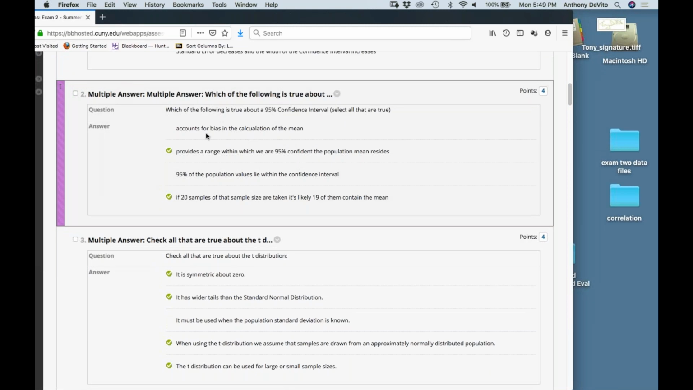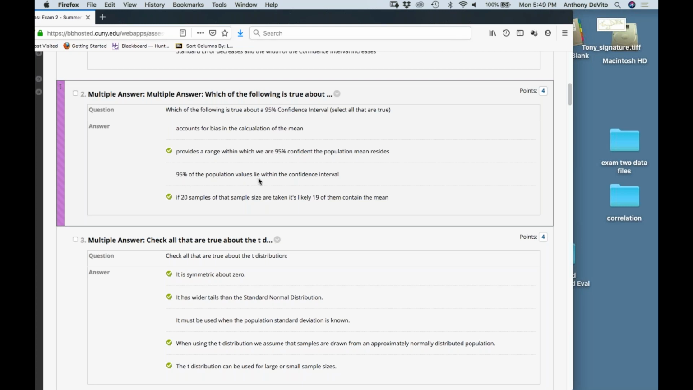What about these other two? Accounts for bias in the calculation of the mean. No, it doesn't do that. It only accounts for chance, right? Only accounts for the way that chance affects our sample collection, but not bias, not, for instance, a situation where you might have a confounding factor, like one group has a lot of smokers, the other one doesn't, and so on.